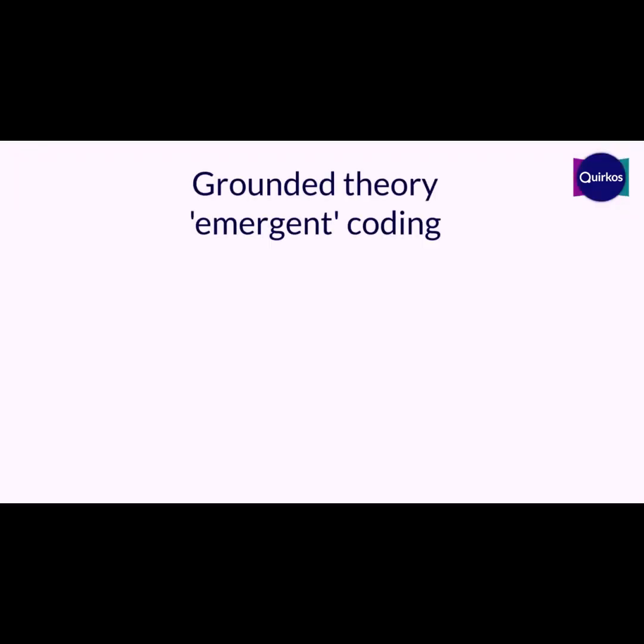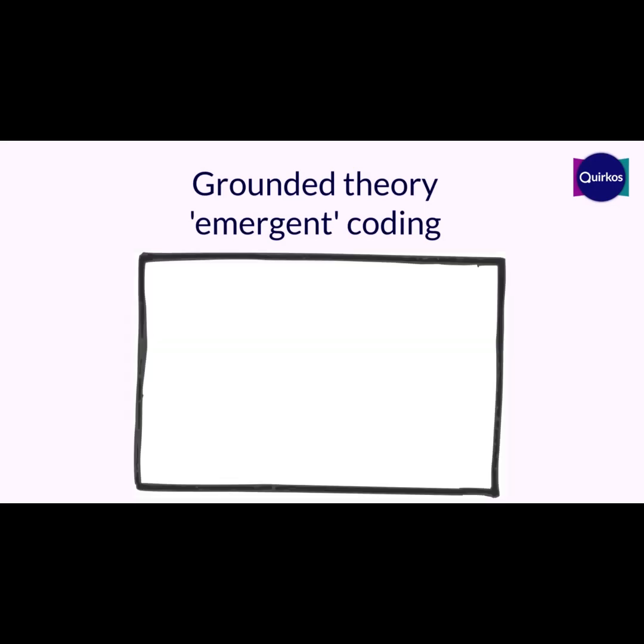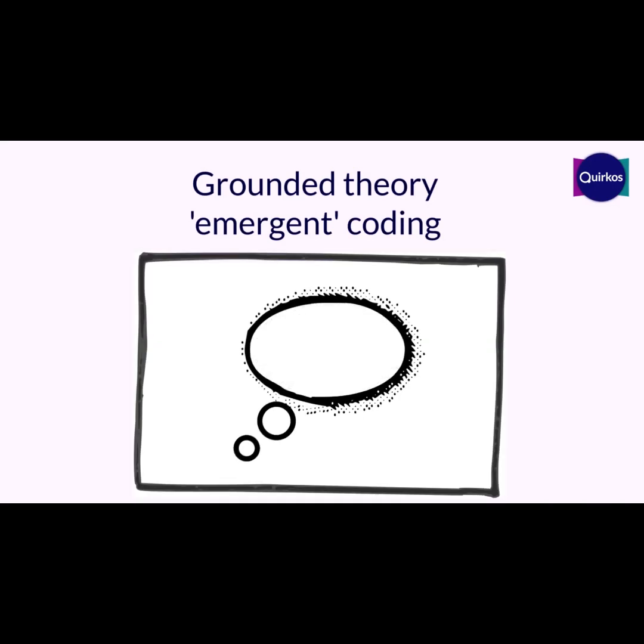The two big types are grounded theory or emergent coding, and that's pretty much where you start with just a blank sheet. So you have no preconceptions of what you're going to find in the data. You're completely open to having the data speak to you, and just as you go through on the fly, reading through the data, defining the codes and themes that the data is suggesting to you.